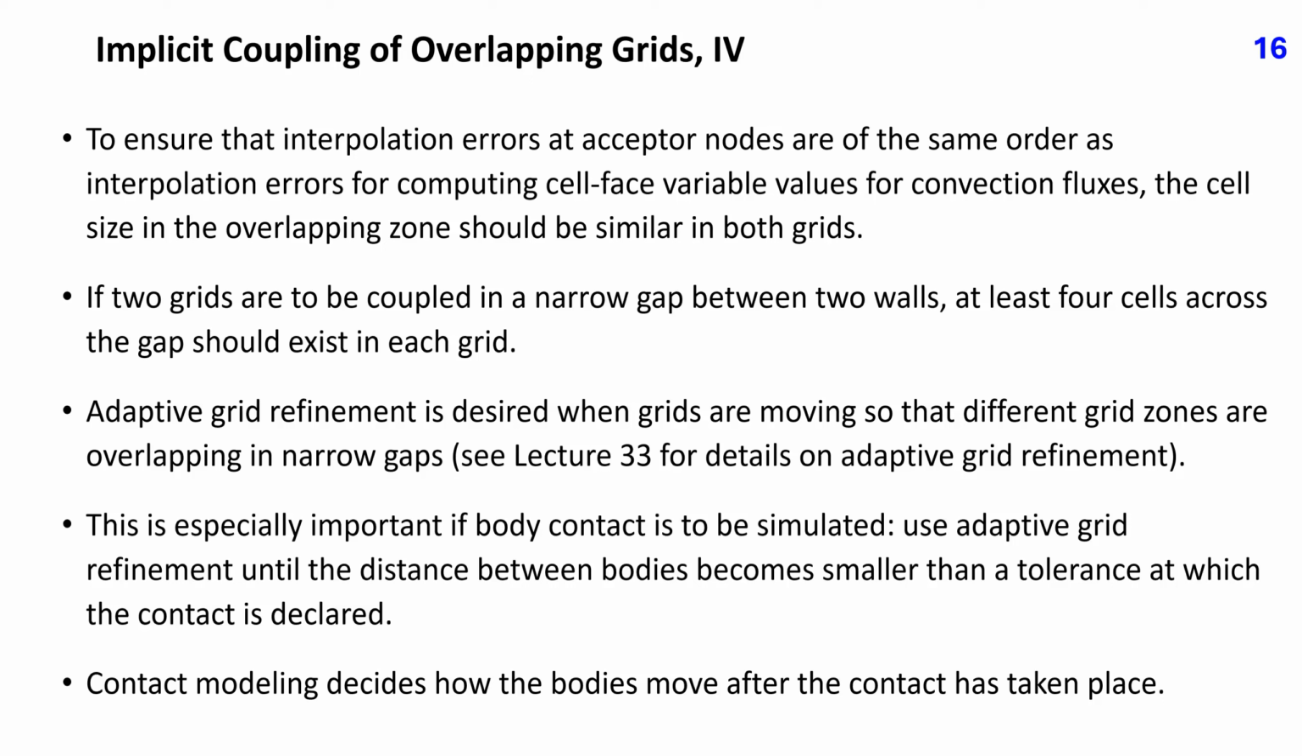Adaptive grid refinement is desired when grids are moving so that different grid zones overlap in narrow gaps. See lecture 33 for details on adaptive grid refinement. This is especially important if body contact is to be simulated. One should use adaptive grid refinement until the distance between bodies becomes smaller than a tolerance at which the contact is declared. Contact modeling decides how the bodies move after the contact has taken place.